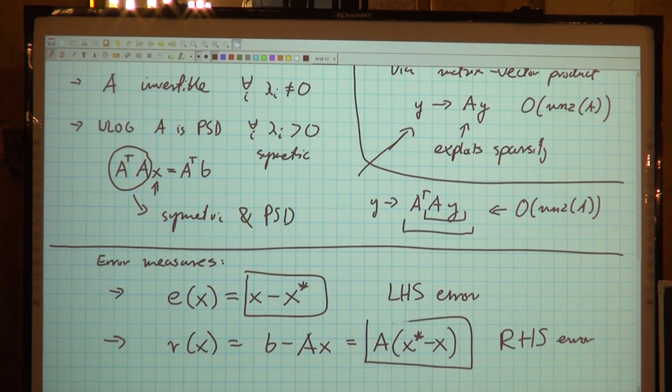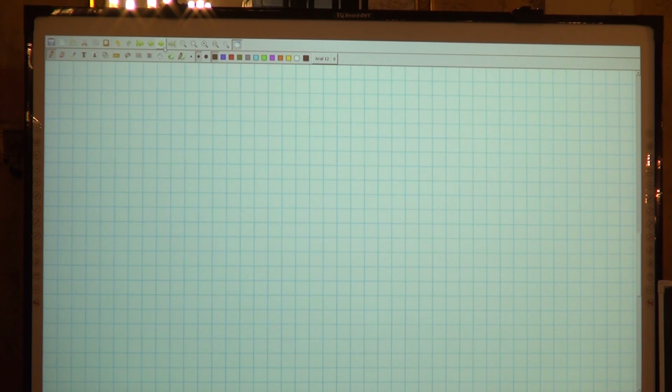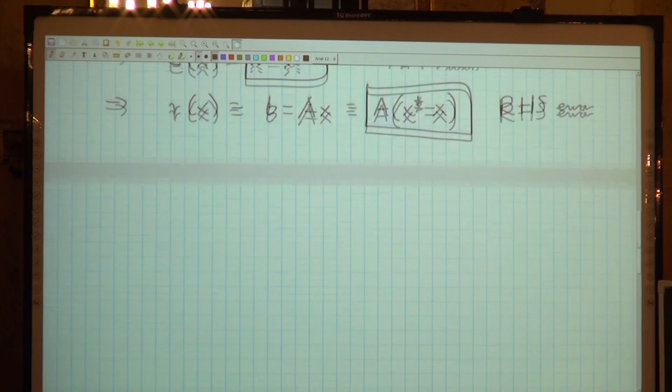And of course, when I'm at optimum, both these errors are 0. But as I'm not optimal, these two errors can behave very differently. Okay, and depending on the circumstances, one or the other is better. So these are the error measures.